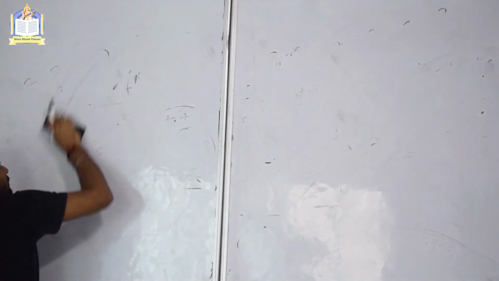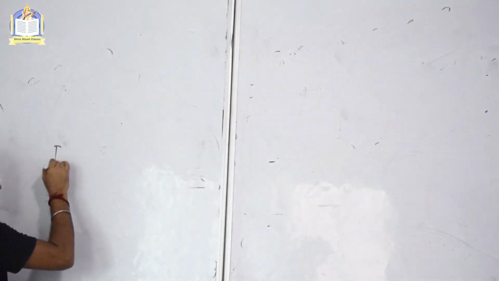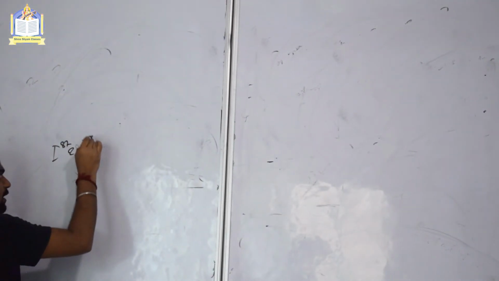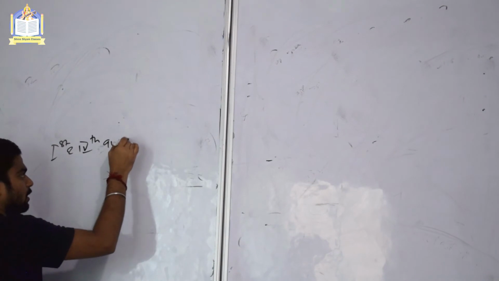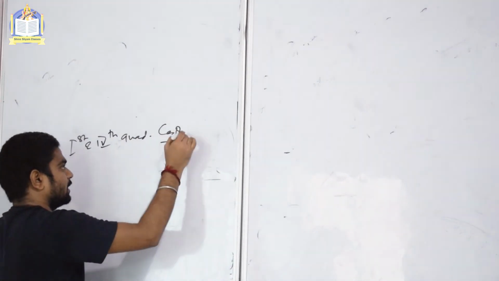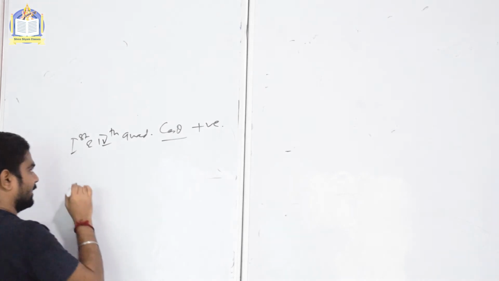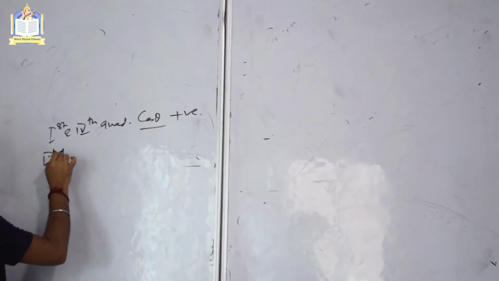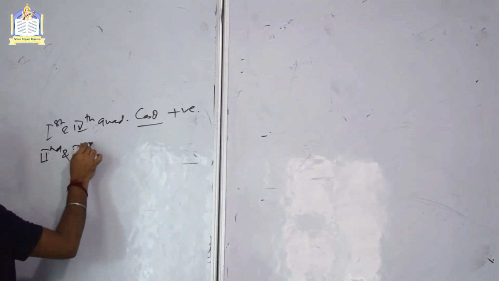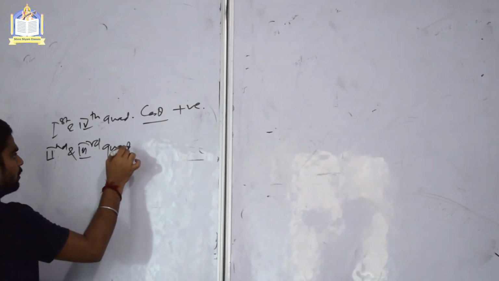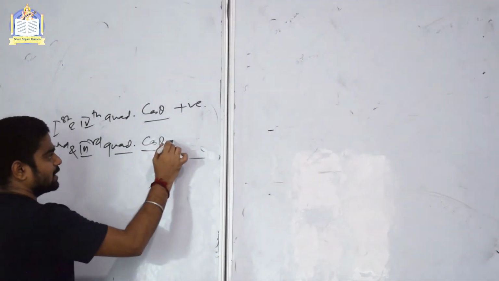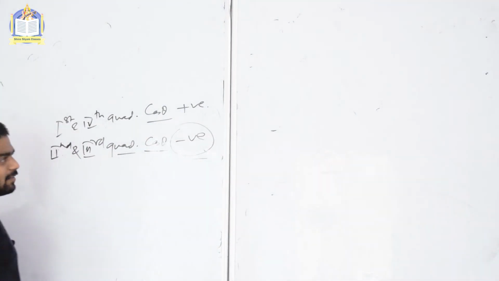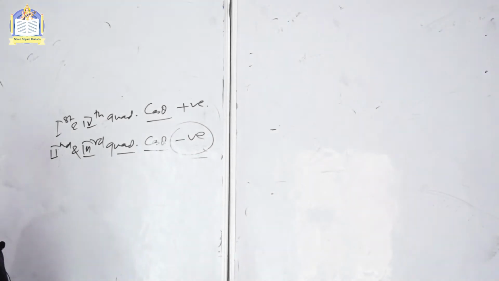So we have just read that in the first and fourth quadrant cos theta is positive, and in the second and third quadrant the value of cos theta is always negative, right?